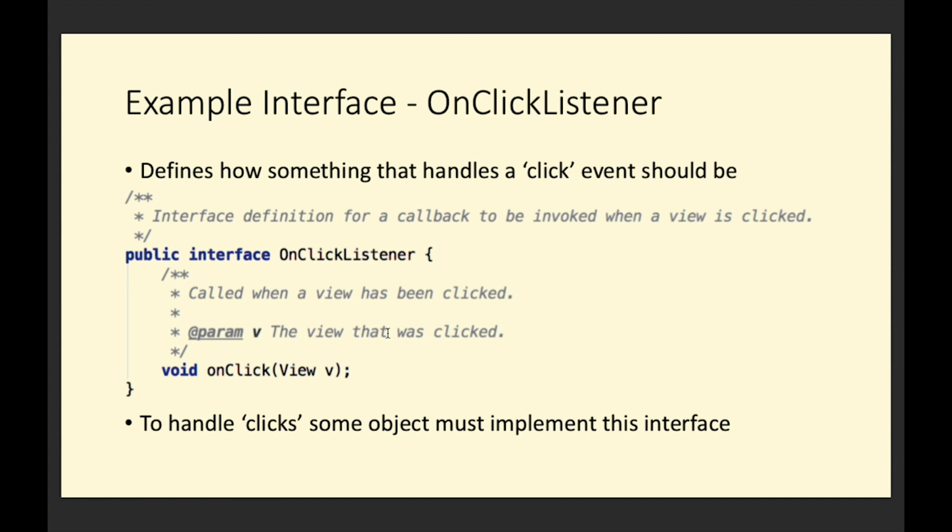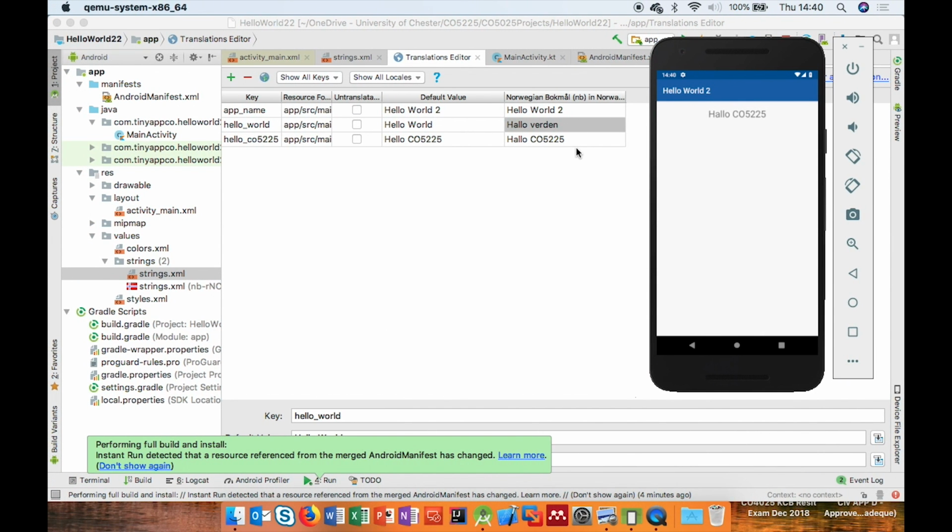So if we've got an activity, and the activity has a button in it, and we want that activity to handle when the button is pressed, the activity has got to implement the onClick listener and have that onClick method. Okay, so what we'll do, we'll go ahead and get a button, and we'll make it so that when the user clicks the button, instead of it saying hello 5225 automatically, it will say hello world to start with. When they click the button, it will change it to hello 5225.